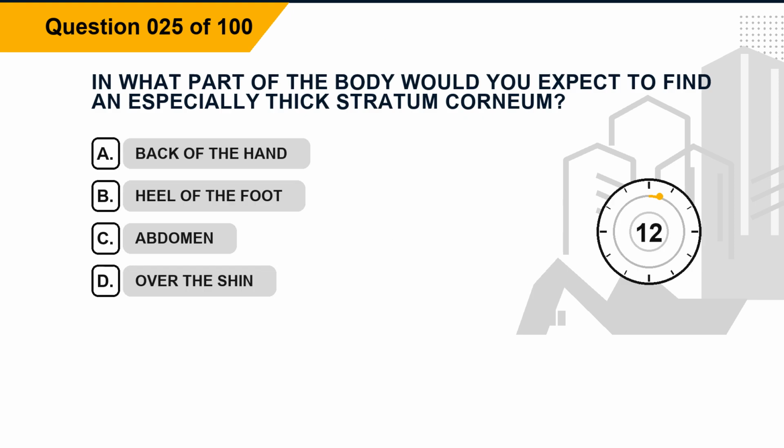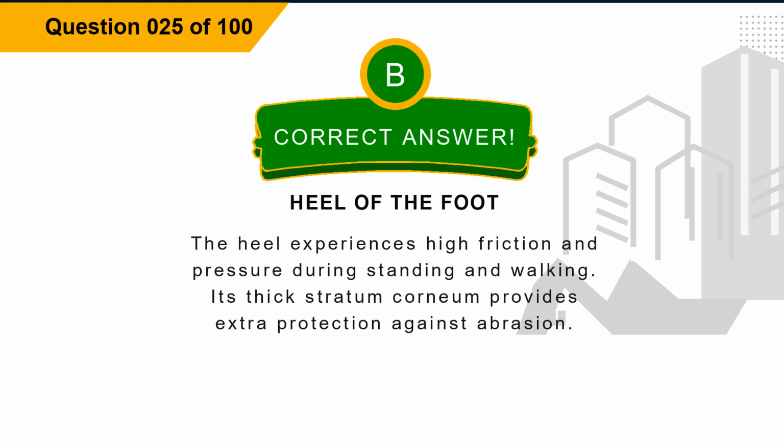Question 25. In what part of the body would you expect to find an especially thick stratum corneum? Option A, back of the hand. Option B, heel of the foot. Option C, abdomen. Option D, over the shin. The correct answer is option B, heel of the foot. Explanation. The heel experiences high friction and pressure during standing and walking. Its thick stratum corneum provides extra protection against abrasion.